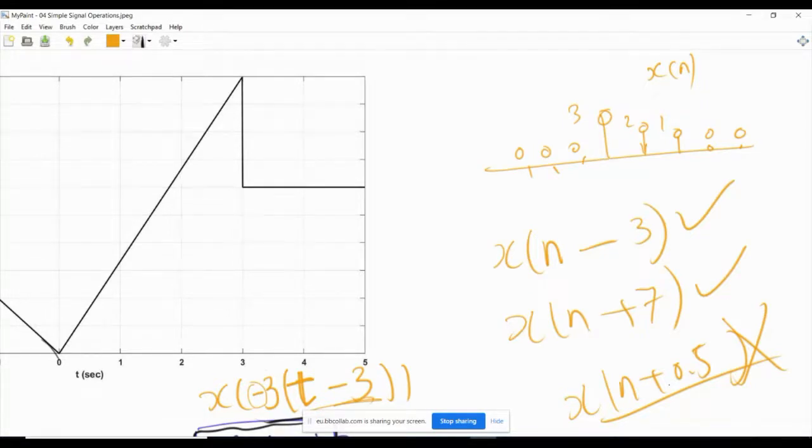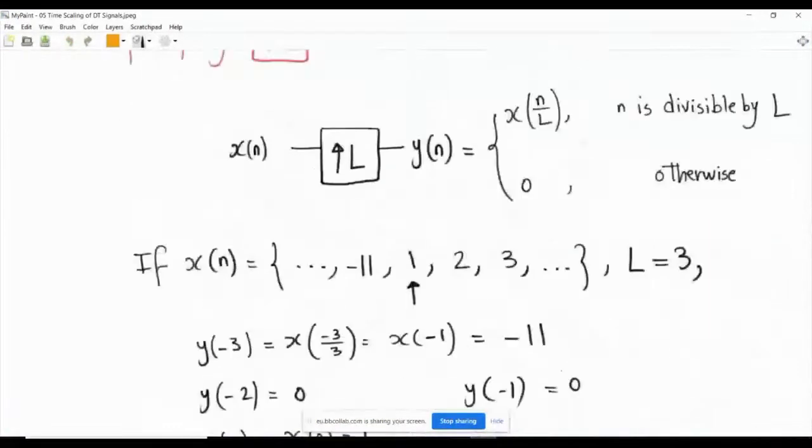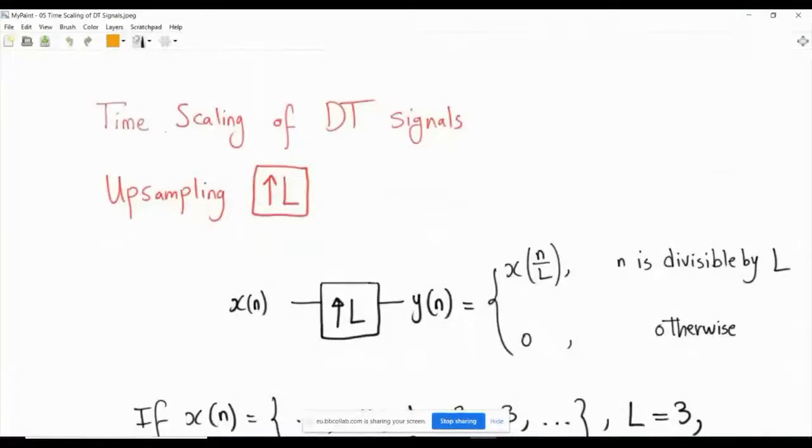Again, because we are talking about sequences that are defined just on the integers. So let's see how these things are defined for a discrete time signal. We have upsampling. In the block diagram of a discrete time system, this is indicated by a box with an up arrow and a parameter L, where L is an integer greater than or equal to 2.